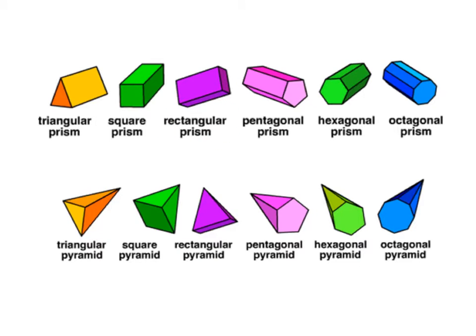A rectangular prism has a rectangle all the way along its length and could also be called a cuboid. A pentagonal prism has a pentagon all the way along its length, a hexagonal prism, a hexagon all the way along its length, and an octagonal prism, an octagon all the way along its length.